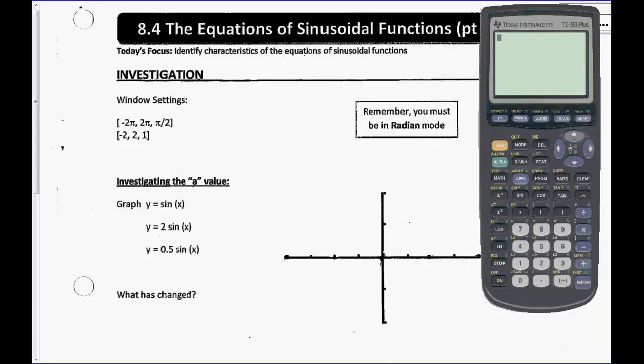Our lesson today is lesson 8.4, part 1. We're going to talk today about the equations of a sinusoidal function. So remember that great big crazy sounding name just means a sine or a cosine function, a function that has a regular, periodic, repeating period. Okay? So today we're going to identify the characteristics of the equations of those functions.